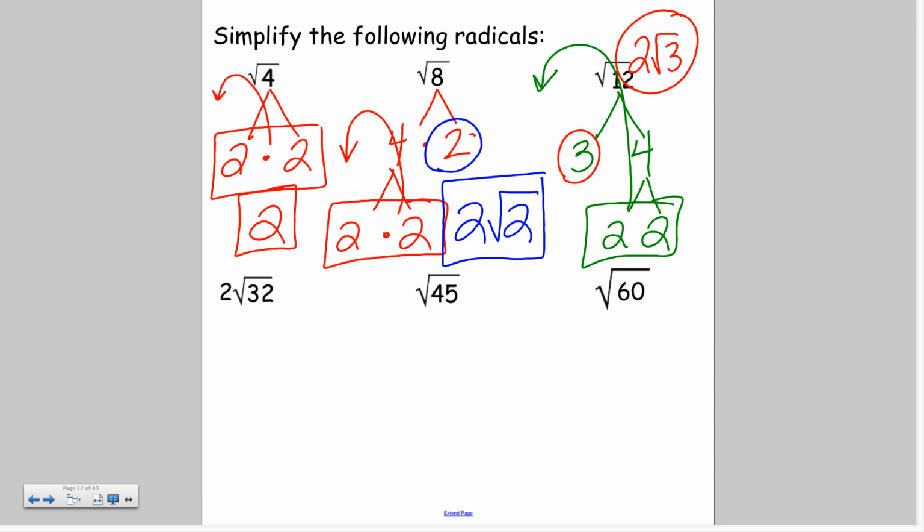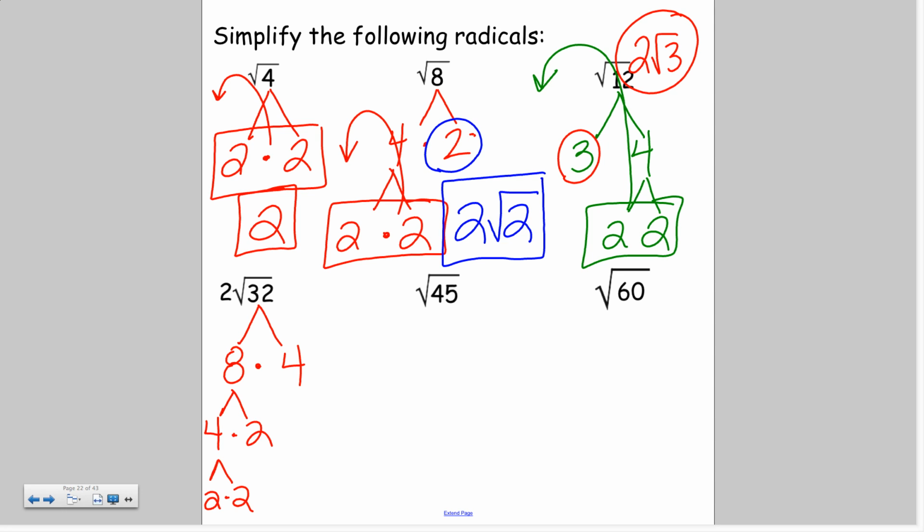All right, 2 root 32. There's something already on the outside, so I'm going to have to deal with that too. But for my prime factorization, I'm not worried about the 2 on the outside. I'm just looking at what's underneath the radical. So 32, I'm going to break that down into 8 times 4. 8 broken down into 4 times 2. 4 will get 2 times 2. Okay, those are all done.